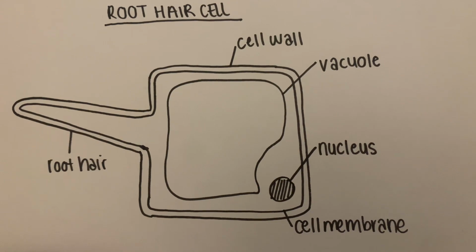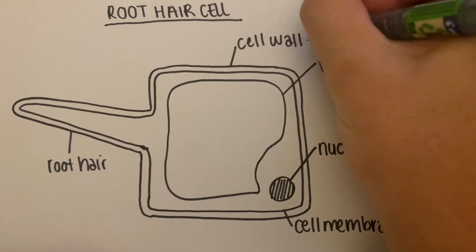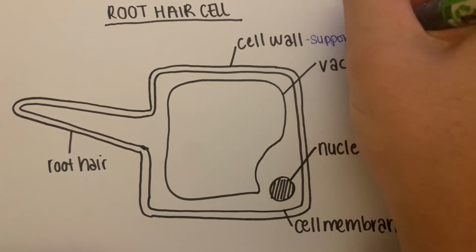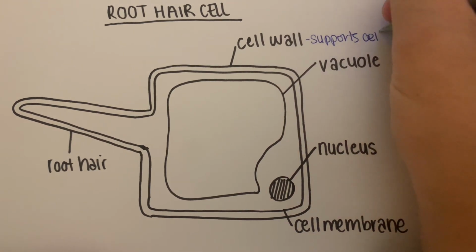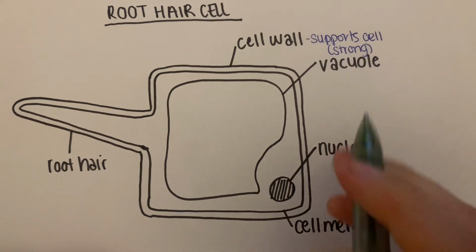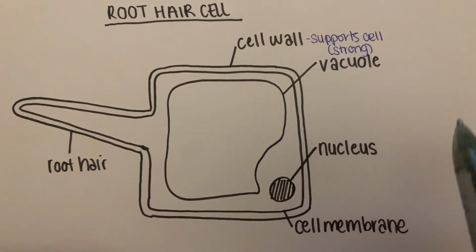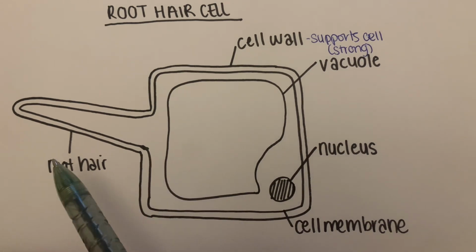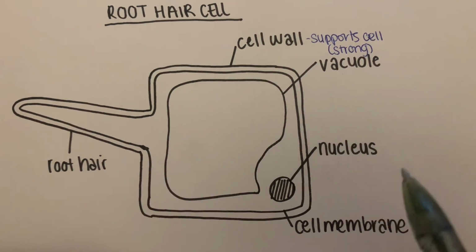Now we need to relate their structure to their function. So we've got the cell wall, which supports the cell because it's strong. But guys, you don't really need to relate the cell wall or the nucleus or the cell membrane to the function of root hair cells. The main ones that you should know about are the root hair and the vacuole, and that's about it for the root hair cell. They're the main ones you need to know about for how they're adapted to their function.